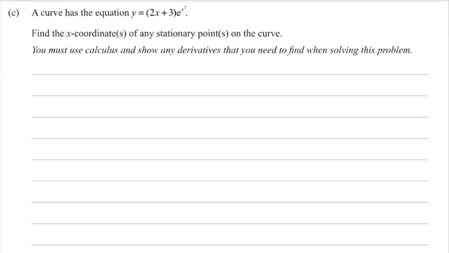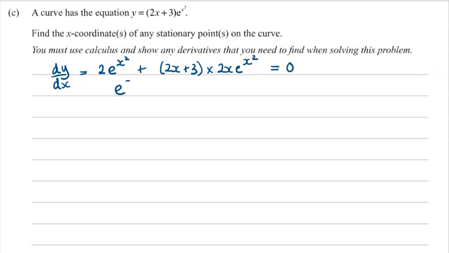Okay, part C, we've got the equation of a curve, find the x-coordinates of any stationary points. Lovely, we just need to differentiate and set equal to 0. We have another product rule. So if we differentiate the first part, we get 2, leave the second part alone, and then add on where we don't differentiate the first part, we differentiate the second part. So that would be 2x e to the x squared. And for stationary points, we set this equal to 0.